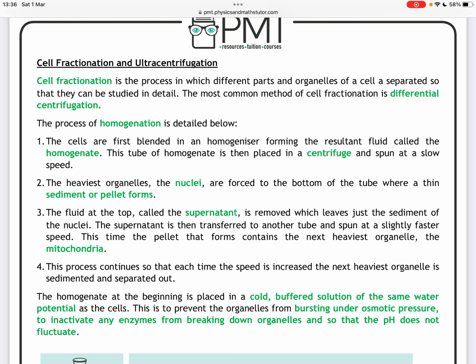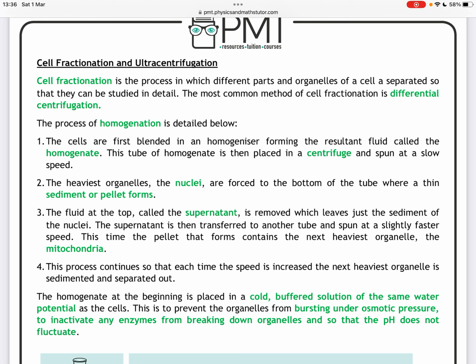LM and EM. Now, let's go into cell fractionation and ultracentrifugation. You know that cell fractionation is the process in which different parts and organelles of a cell are separated so that they can be studied in detail.